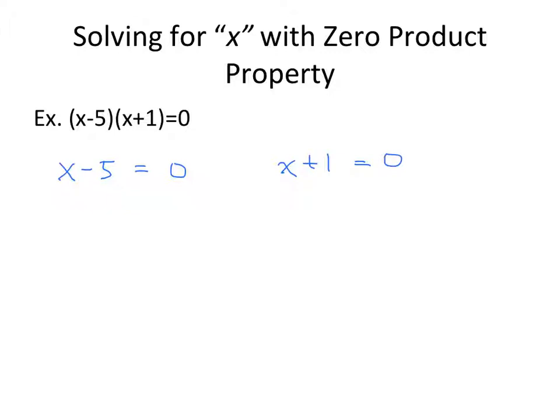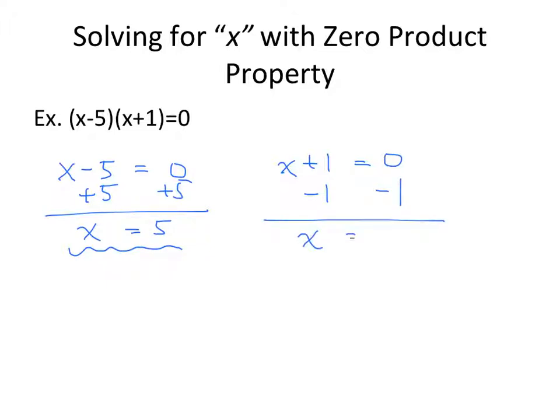So these are the two equations that we have. When we isolate the variable by adding 5 to both sides, we'll get x equals 5 as one solution. And then on the other side, if we subtract 1 on both sides, we'll get x alone to get x equals minus 1 as our other solution. So here our solution is x equals 5 or negative 1.